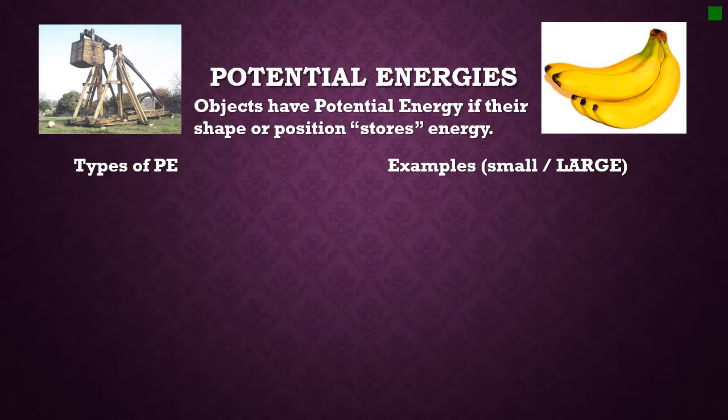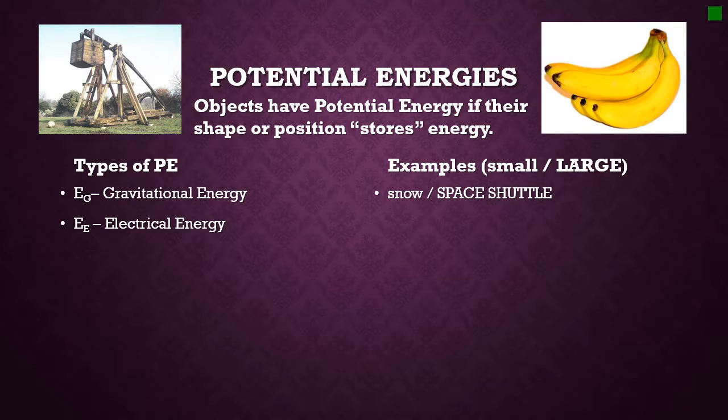Potential energies. Objects have potential energy if their shape or position stores energy. There are lots of types of potential energy. The first one we're going to look at is gravitational potential energy. This is where an object's mass and the force of gravity combine to create stored energy that could be used to do work after it gets converted into kinetic energy. An example might be snow, as something with a small amount of gravitational potential energy, and something with a large amount of potential energy might be a space shuttle up in space, where it could potentially fall and create a great deal of destruction on the ground.